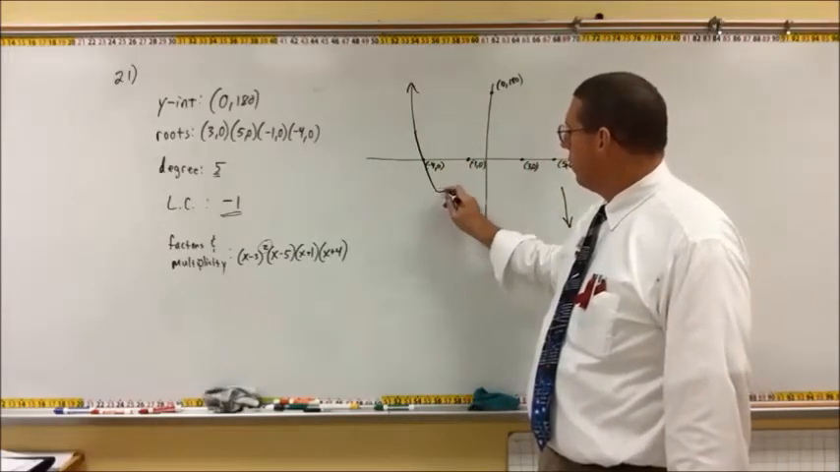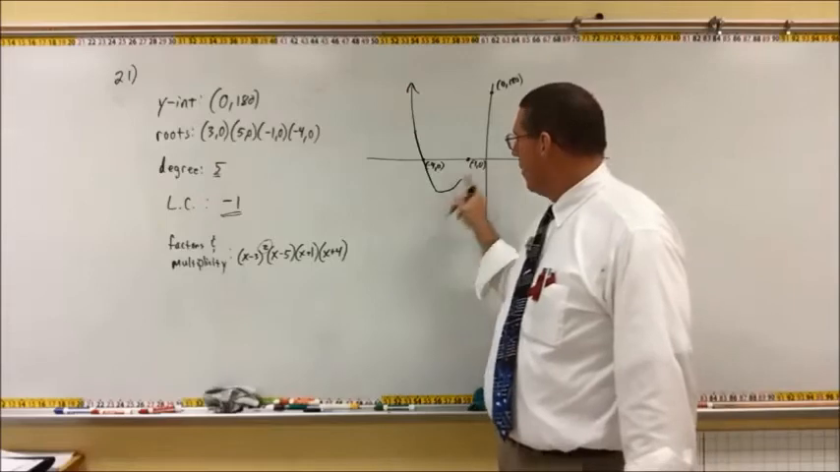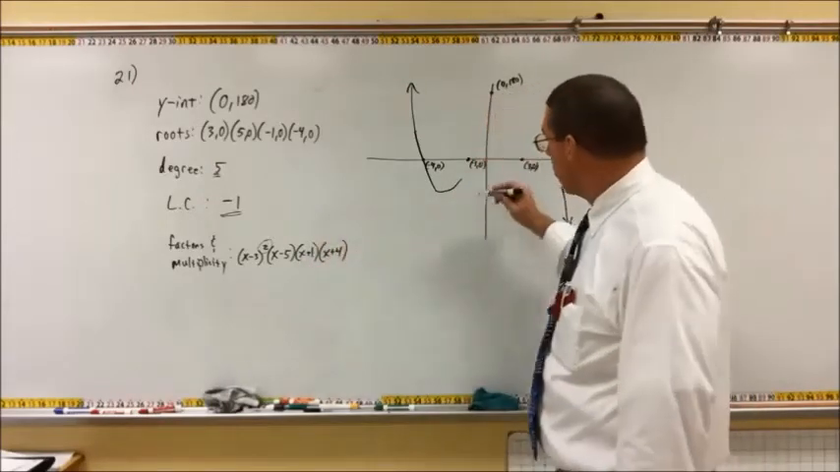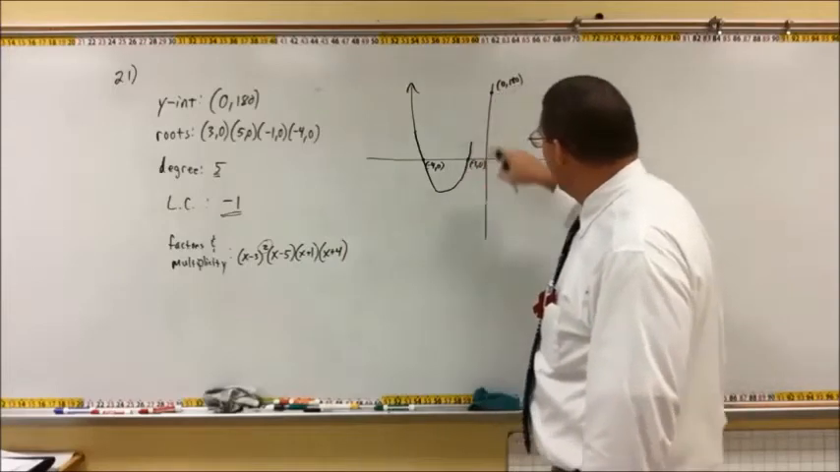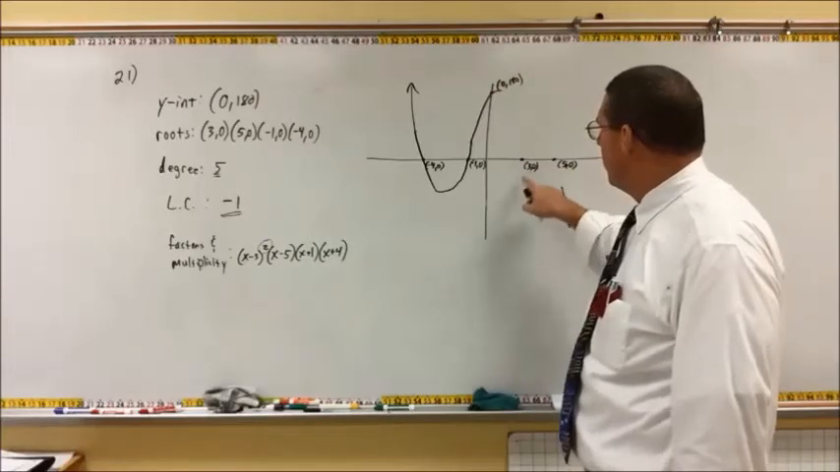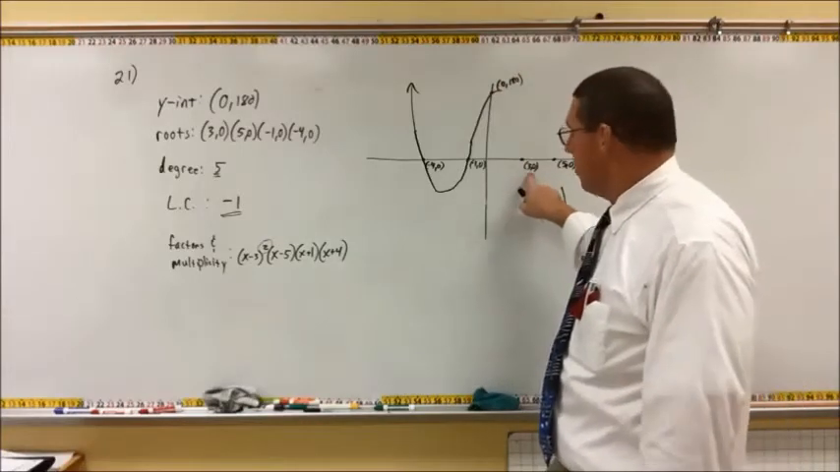Then we got to turn around and go to -1 here. And that's associated with x plus 1. Has a multiplicity of 1, so again we're going to cross over. Then we want to go through our y-intercept here, so we're going to go through that point. Then we're going to go to the 3, 0.